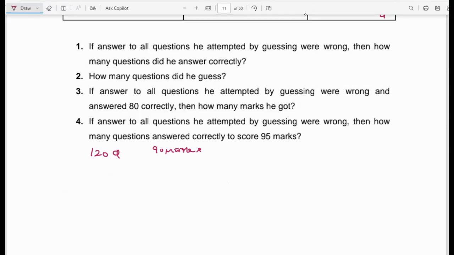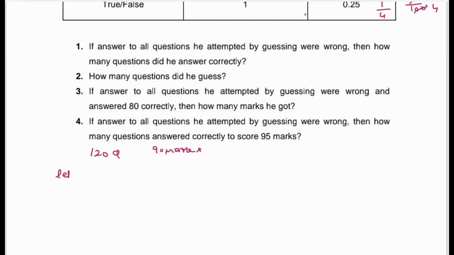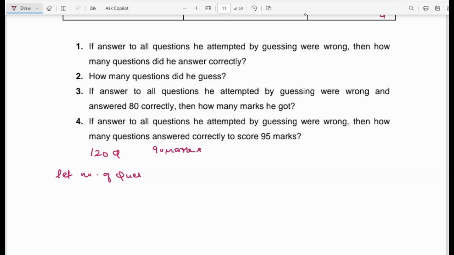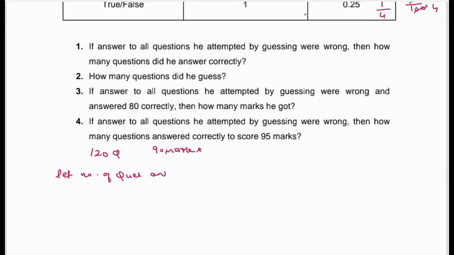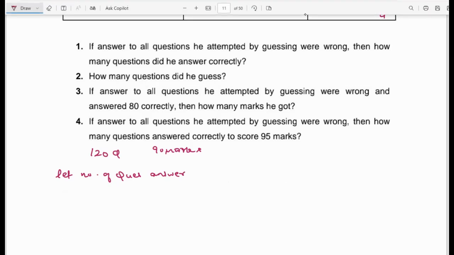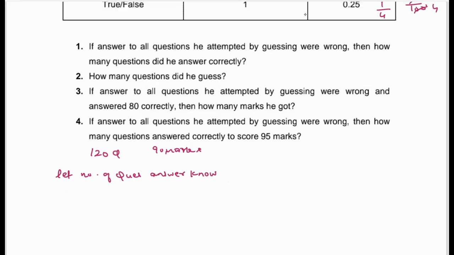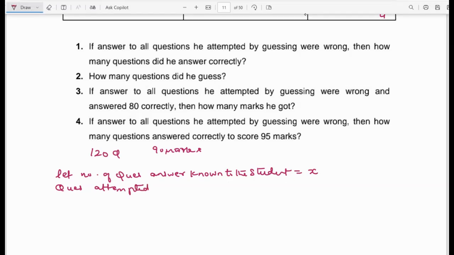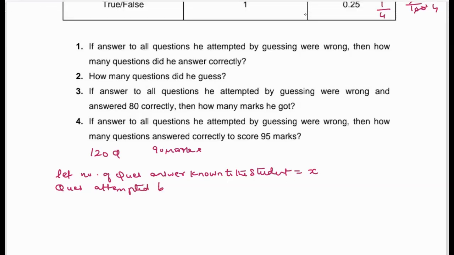So now what we have to do, we'll take, let x be the number of questions answered known to the student. He knows the answer, let us consider x. We don't know how many he has answered. Let y be the questions attempted by cheating.